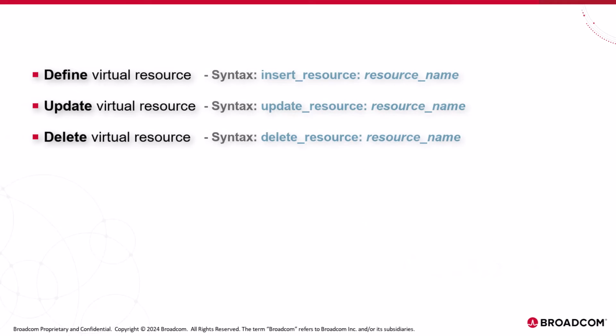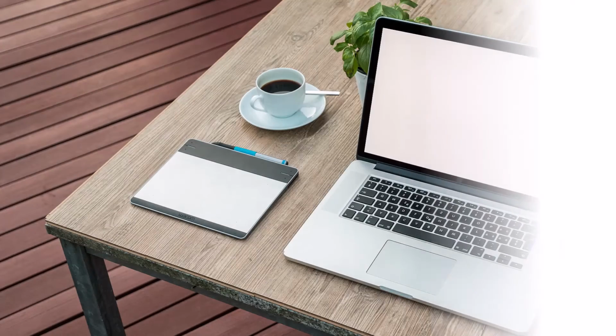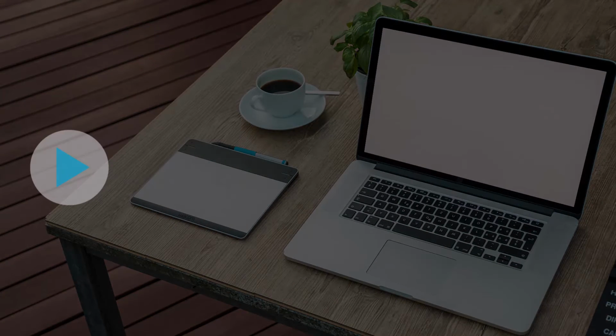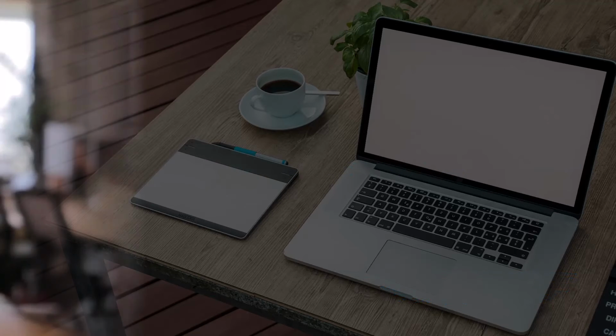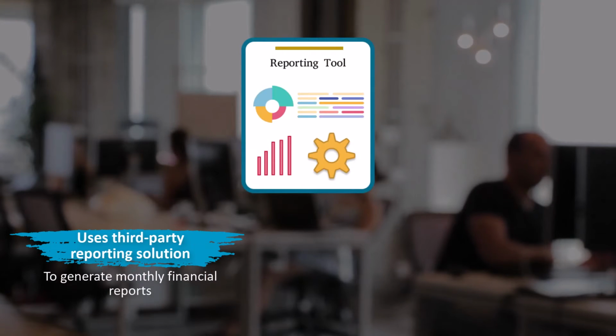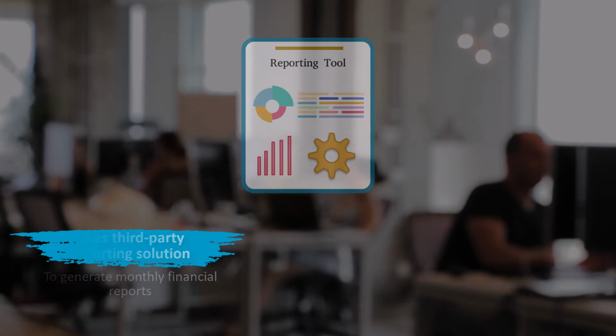You can create, update, and delete a resource using the relevant GIL subcommands in AutoSys. In this video, let's focus on using a depletable virtual resource in a fictitious scenario to understand how resource availability controls job execution. The Hedmerl Bank uses a third-party reporting solution to generate monthly financial reports.